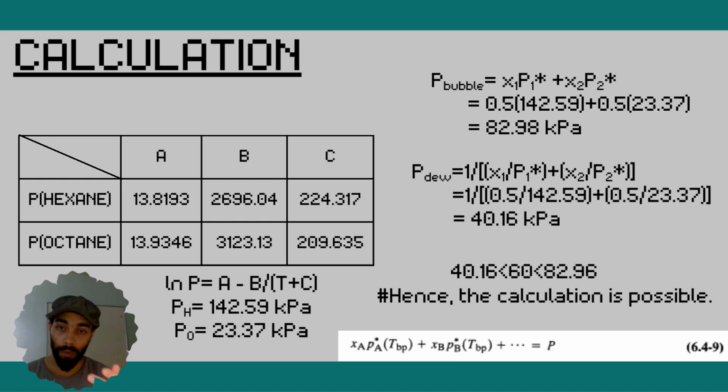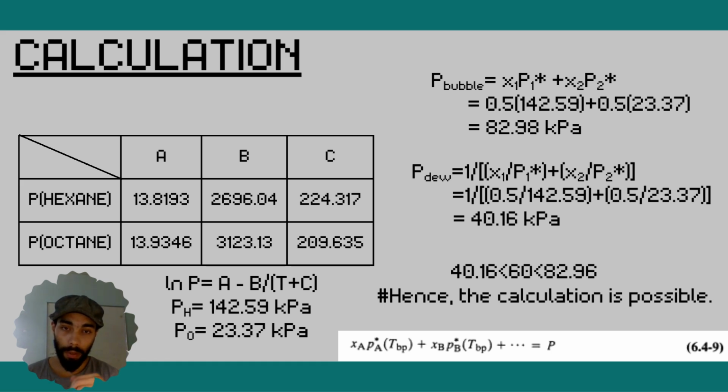Once we found those values for hexane and octane, because those are the mixture in the fluid separation, we plug in those values with T as 80 degrees, as per the assumption at the inlet. So the Psat for hexane is 142.59 kPa, and for octane it is 23.37 kPa.